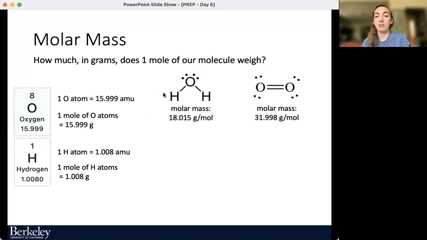So if I have 1 mole of H2O molecules, I have 6.022 times 10 to the 23rd H2O molecules. And if I have 1 mole of O2 molecules, I have 6.022 times 10 to the 23rd O2 molecules. But if I have 1 mole of H2O molecules, I have 1 mole of oxygen atoms and 2 moles of hydrogen atoms. So I have 3 atoms per molecule. So does that make sense? A mole is just a count.